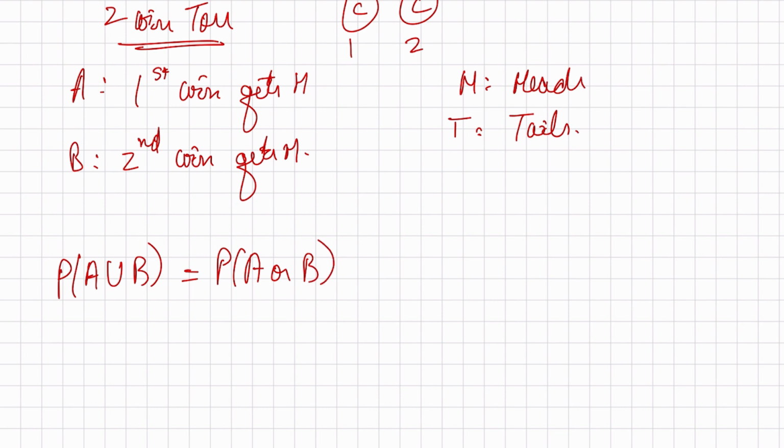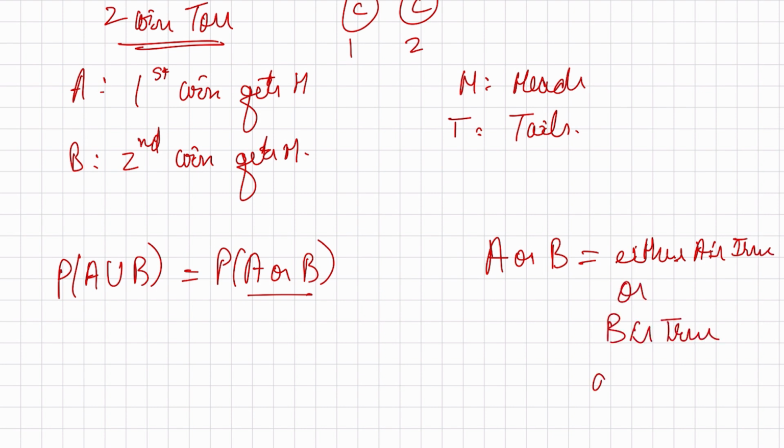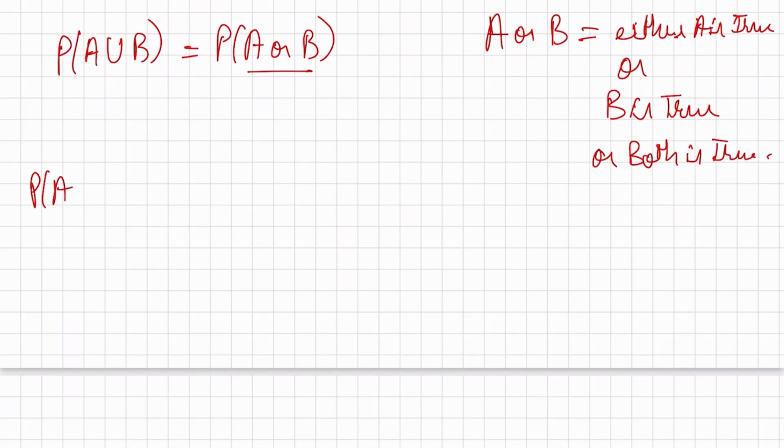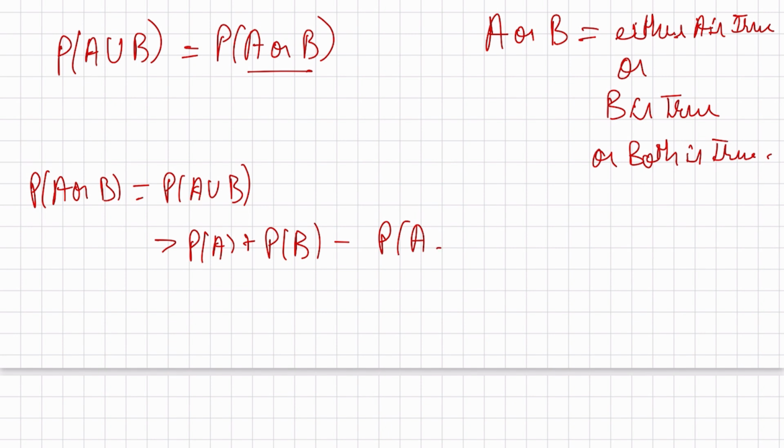So what I'm saying is we want to find out the probability of this new event, which is either the first coin gets heads or the second coin gets heads. And when I say A or B, it logically means either A is true, or B is true, or both are true. Okay, so let's first try to compute this using the formula, and then we'll also understand intuitively that it's true. So the probability of A or B, the probability of A union B, is the probability of A plus the probability of B minus the probability of A intersection B.